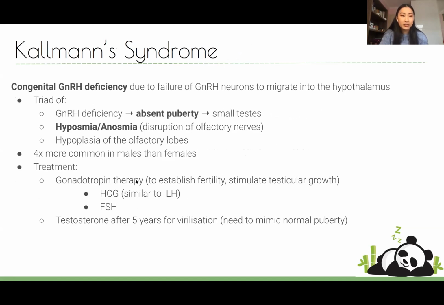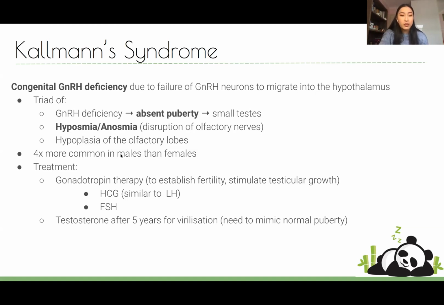Okay, Kallmann syndrome. So this is congenital GnRH deficiency, and it's caused by a failure of those neurons to migrate into the hypothalamus. The main symptoms to know are the absence of puberty and also loss of smell, hyposmia or anosmia. That's because the failure of the neurons to migrate actually disrupts the olfactory nerves going through the cribriform plate as well. Hypoplasia of the olfactory lobes, you're not going to see on a clinical exam, but that's something to think of as well.